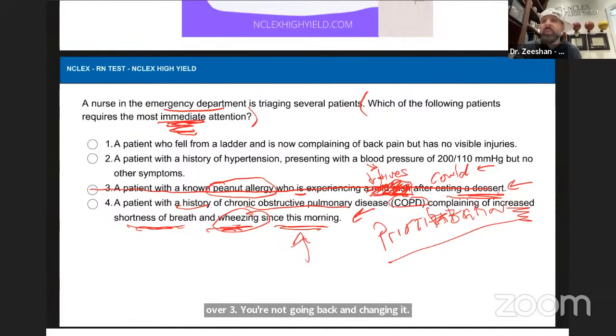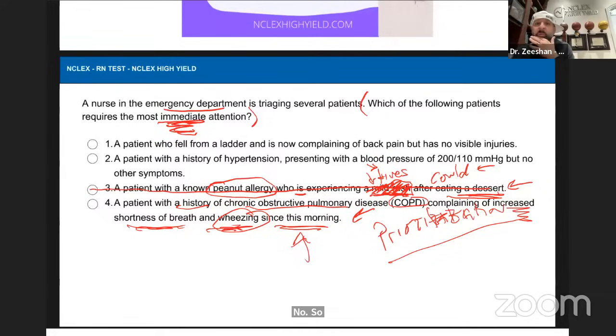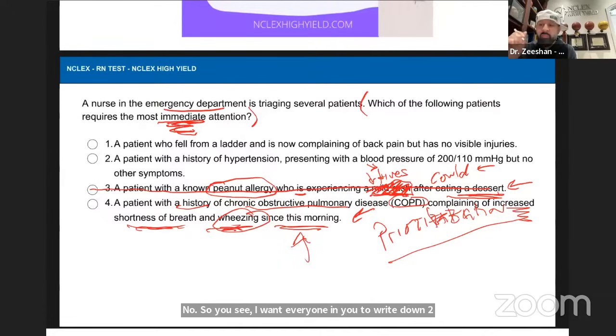Now, we're going to compare 4 to number 2. A patient with a history of hypertension presenting with a blood pressure of 200/110, but no other symptoms. Could they develop a stroke, altered mental status? Could they develop a brain bleed or a hemorrhage? Could they? Could the hives turn into airway? Could they? Yes. But do they? No. So you see, I want everyone in here to stop and take a moment right now. I want everyone to write down 2 sentences.